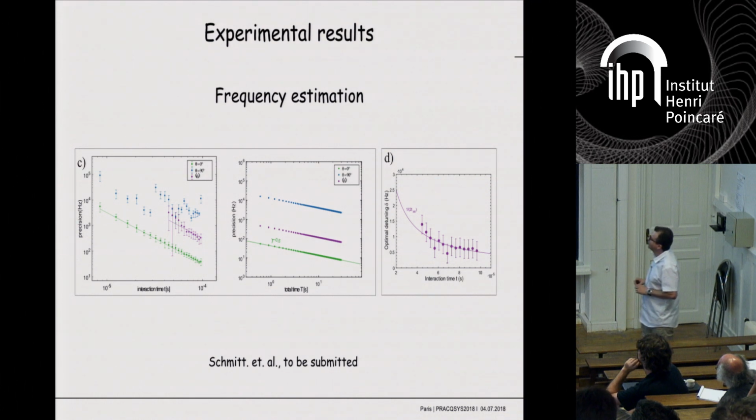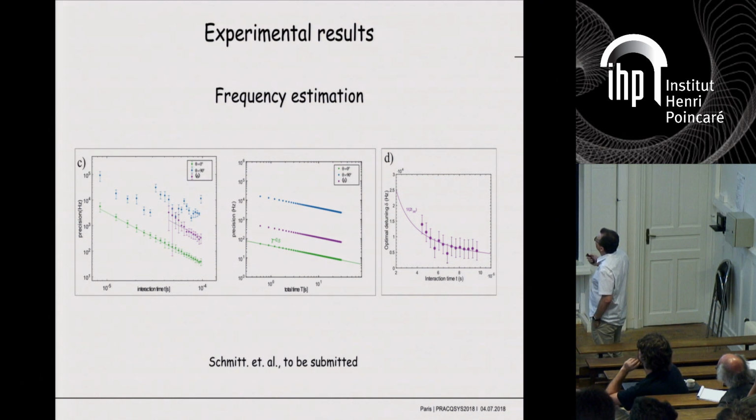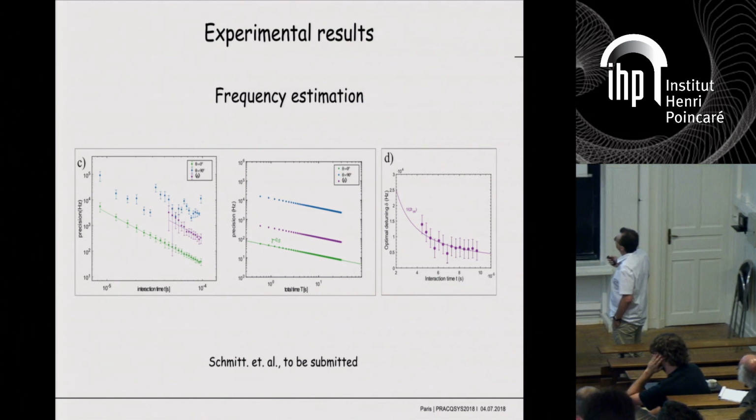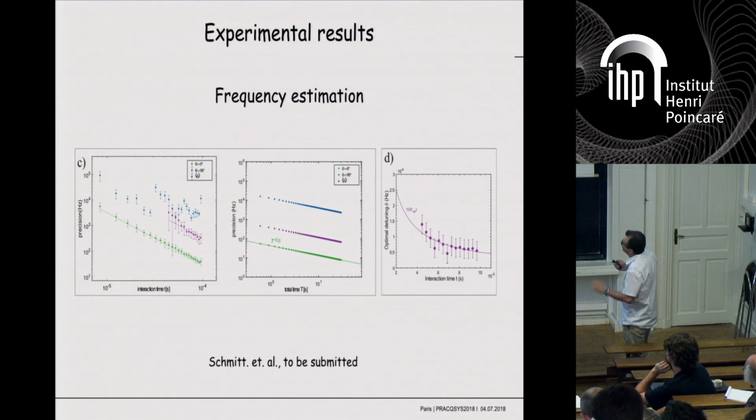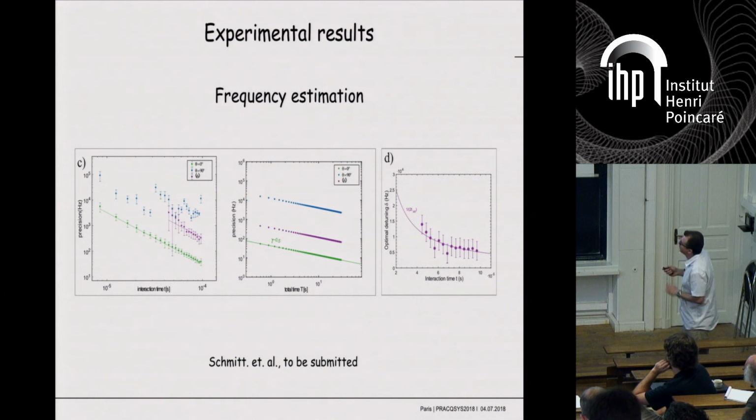Now we can also do the same for estimation. And what you see here is for estimation. This is the optimal detuning, so it depends on the interaction time. There is a different optimal detuning that will give us this scaling.